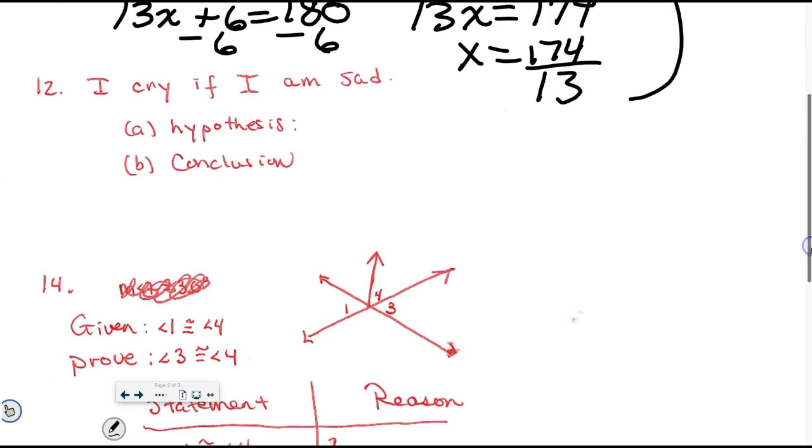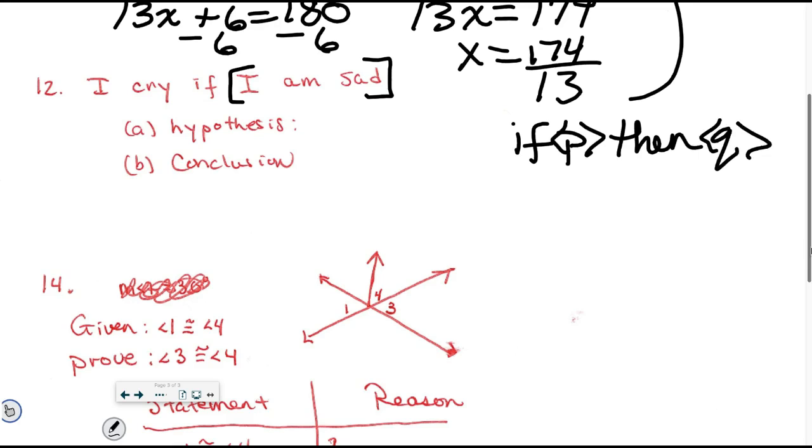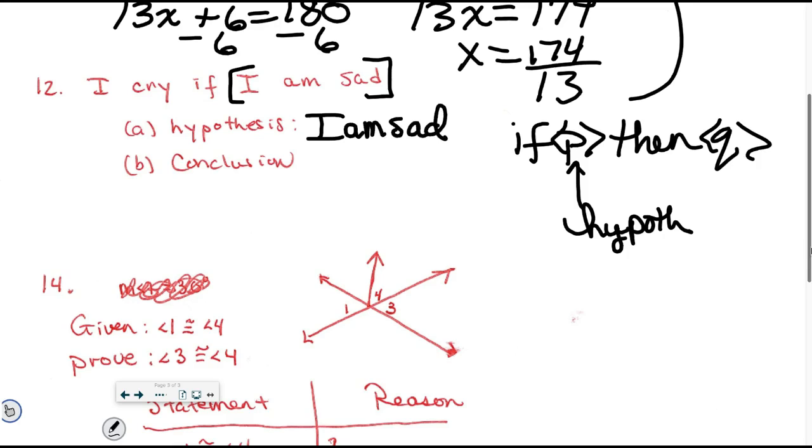I cry if I am sad. The hypothesis is what comes after the word if. It goes if P, and P is the hypothesis, then Q, and Q is the conclusion. You might want to write that on your note card. But after the if is the hypothesis. Okay? So the hypothesis is that I am sad. And when I am sad, what's the conclusion? I cry. Okay? So hypothesis is the if. If I am sad. Okay?